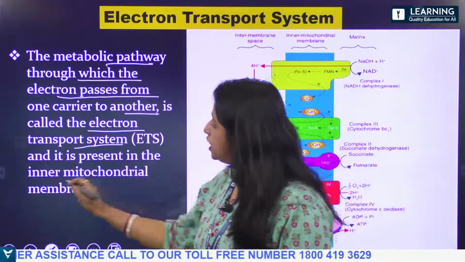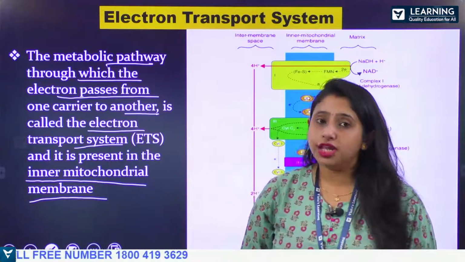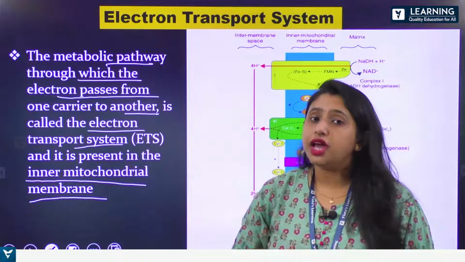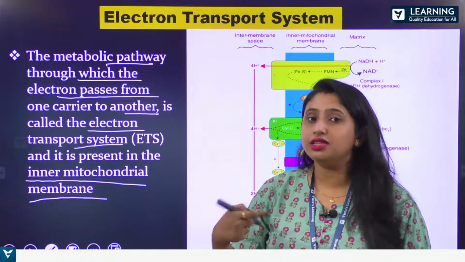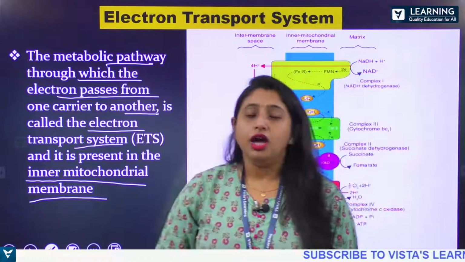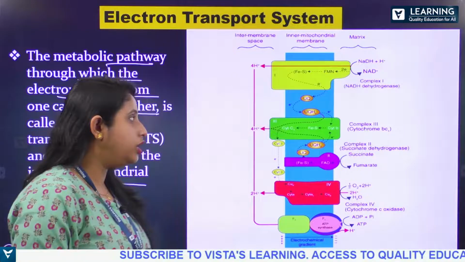So where does it take place? It takes place in the inner mitochondrial membrane. The Krebs cycle also takes place in the mitochondria, and even the electron transport chain takes place in the inner mitochondrial membrane.